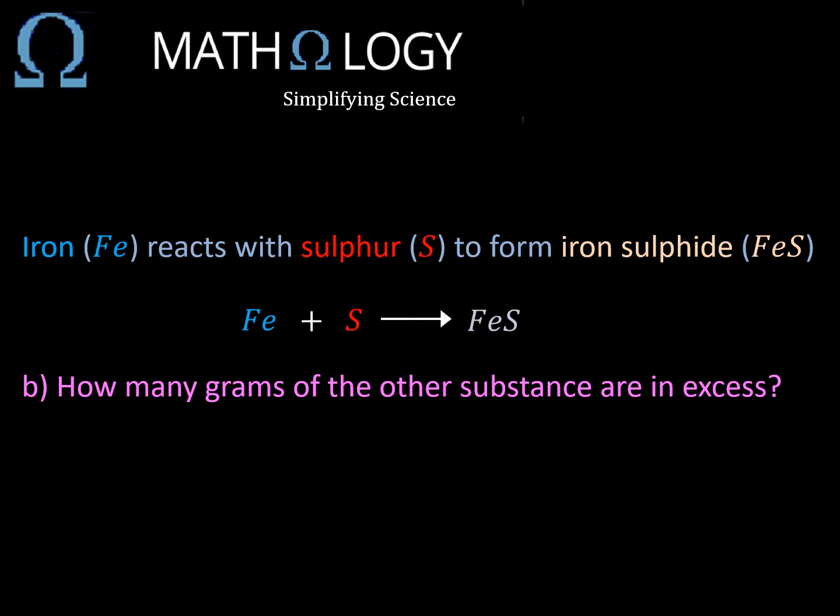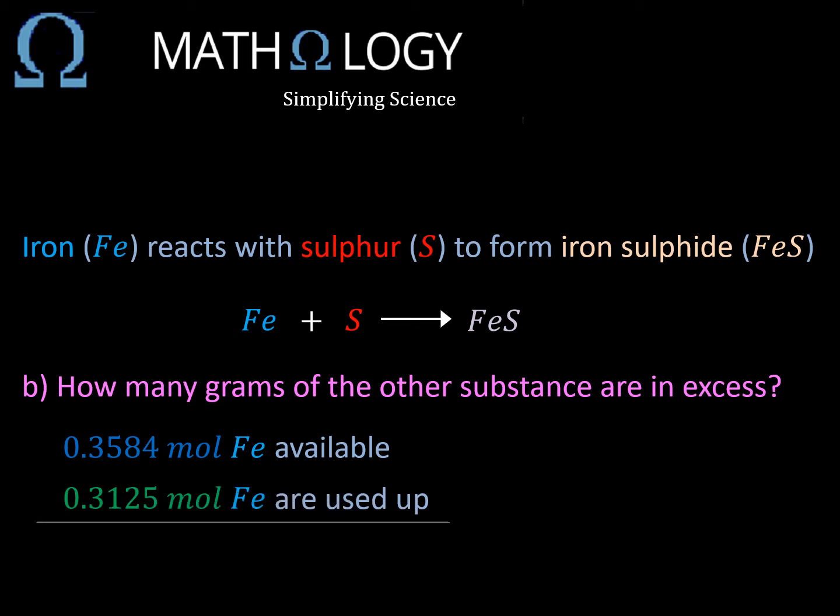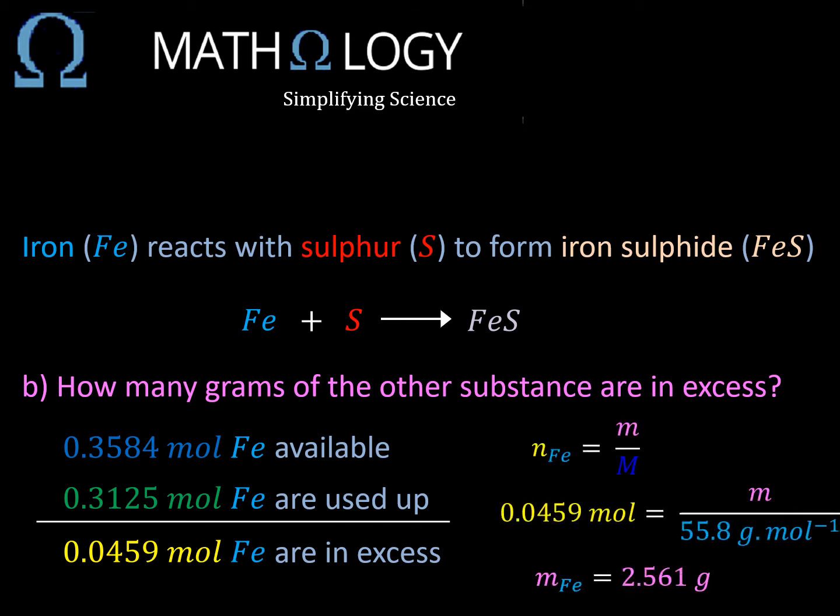Since there were 0.3584 moles of iron available, and only 0.3125 moles were used up, it follows that 0.0459 moles of iron are in excess, and therefore did not react. In other words, there are 2.561 grams of unreacted iron remaining once the reaction has reached completion.